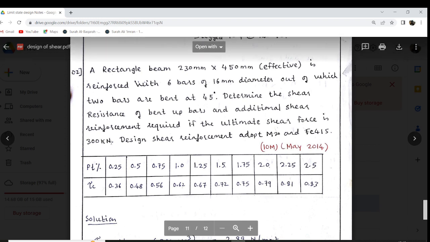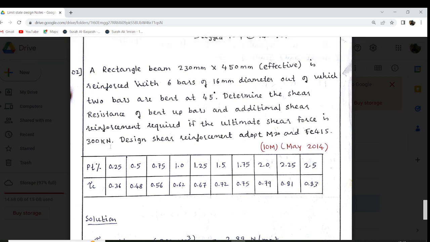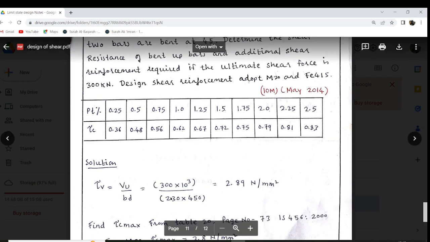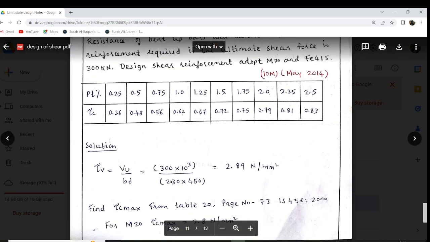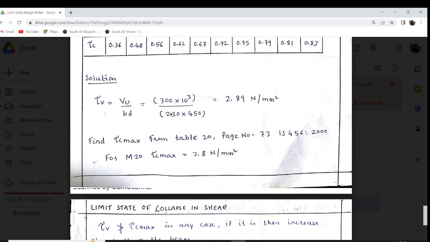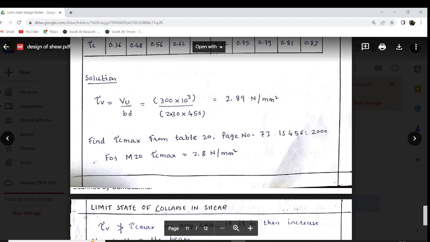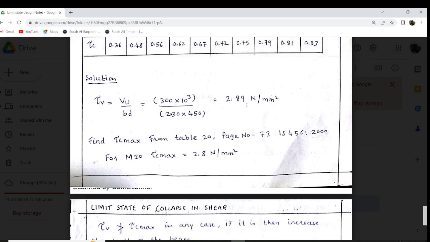Shear force is ultimate shear force. Simply it's factored shear force. You don't have to calculate the factored shear force. They have given 300 kilonewton, and this table is given to you to find tau c. So first we have to find tau v. Tau v equal to VU by BD. VU is given to you, it should be in Newton. Okay, tau v equal to 2.89 Newton per square mm.